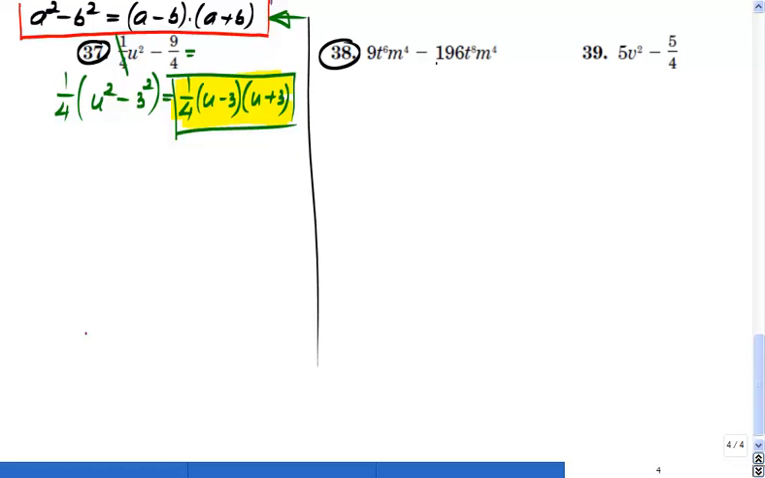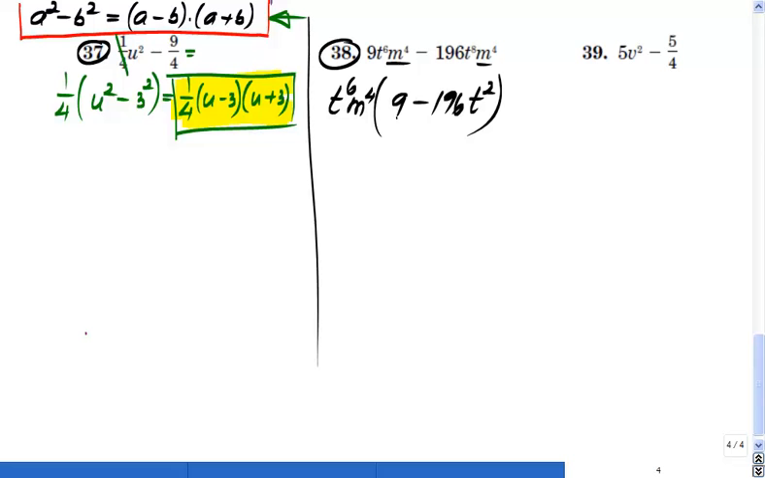38. First of all, looking for common factors of the two monomials. I got a t to the 6th, I got a t to the 8th. Common factor is going to be t to the 6th. m to the 4th, m to the 4th. That's a common factor. I can take it outside. Alright? And what is left? 9t to the 6th m to the 4th divided by t to the 6th m to the 4th would be just 9. Minus 196 t to the 8th m to the 4th divided by t to the 6th m to the 4th will be 196 t squared.